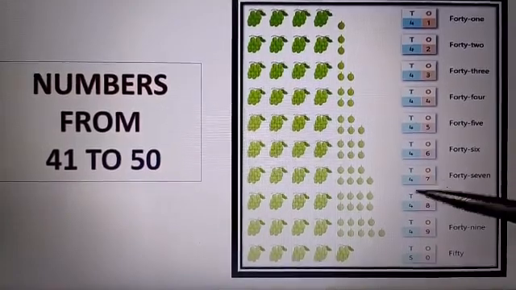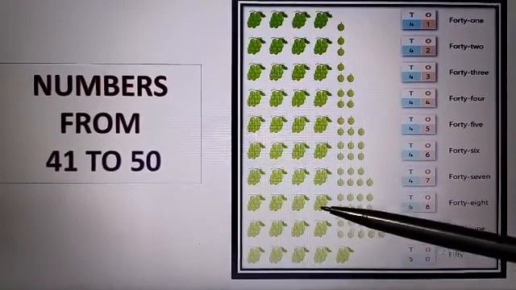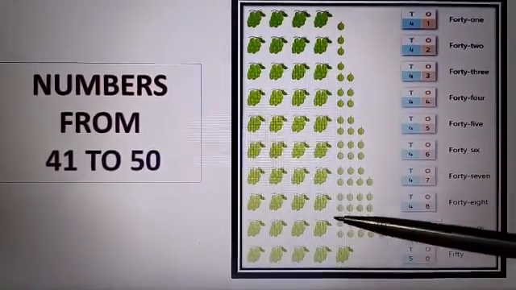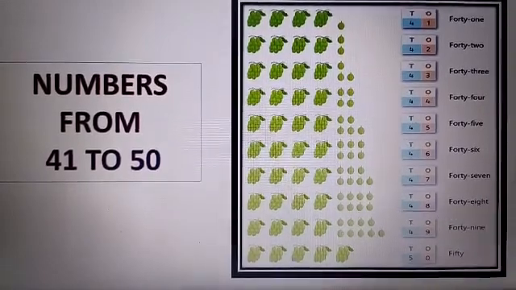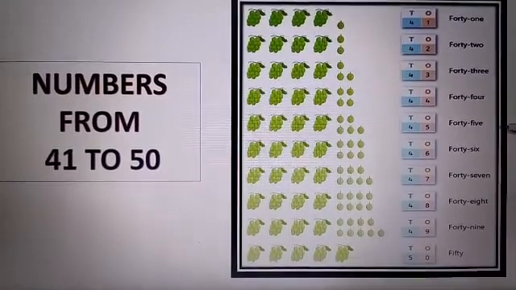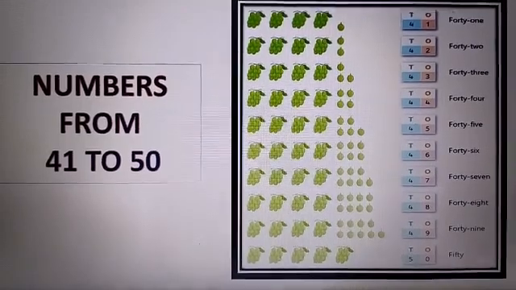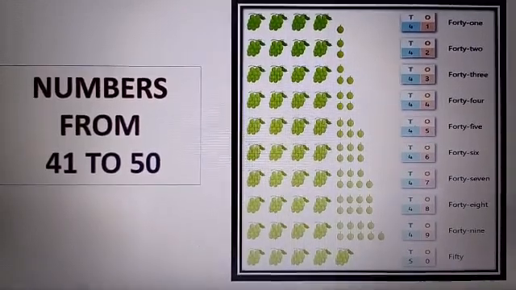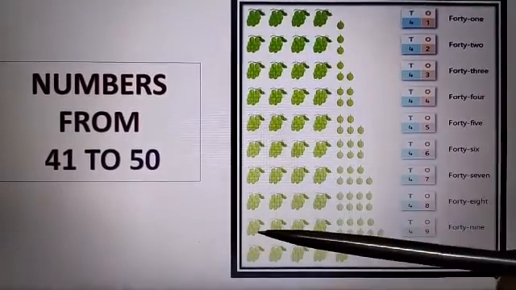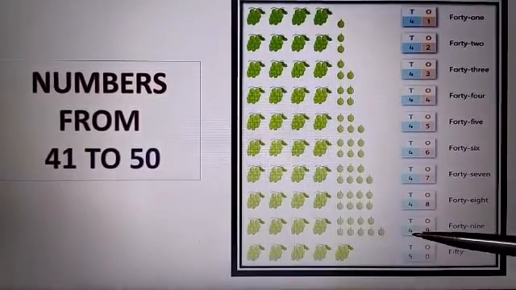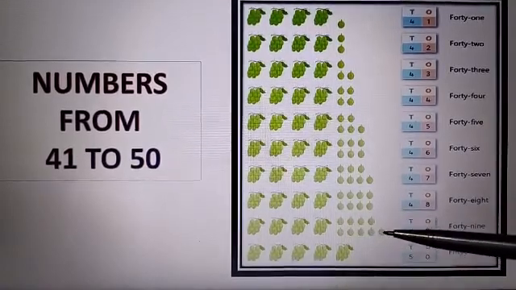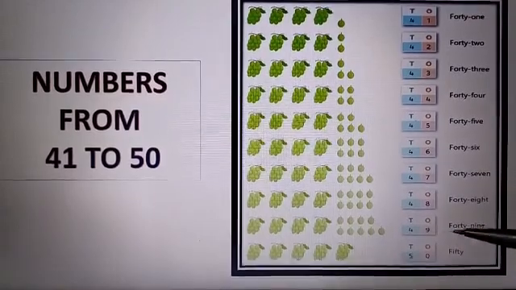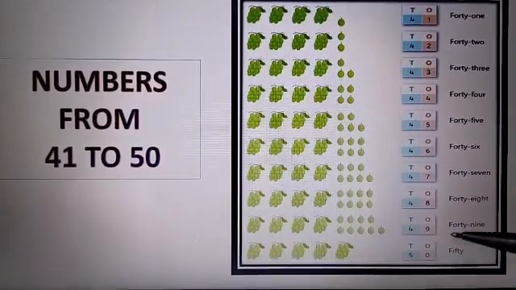7, 47. 1, 2, 3, 4. 4 tens and 1, 2, 3, 4, 5, 6, 7, 8. 8 ones makes 48. FORTY 40. EIGHT 8. Next, 1, 2, 3, 4. 4 tens. 1, 2, 3, 4, 5, 6, 7, 8, 9. 9 ones. It makes 49.